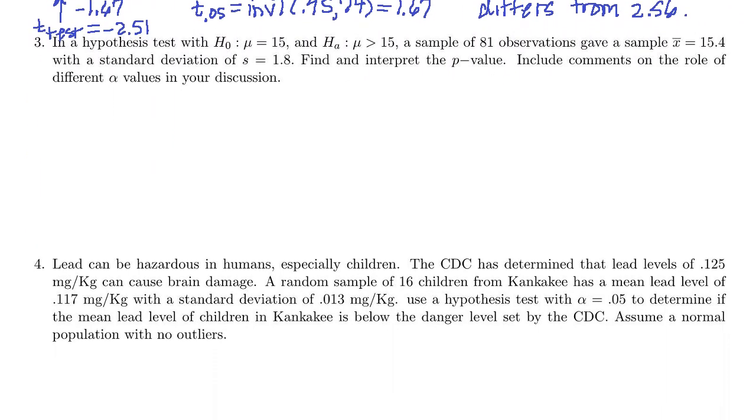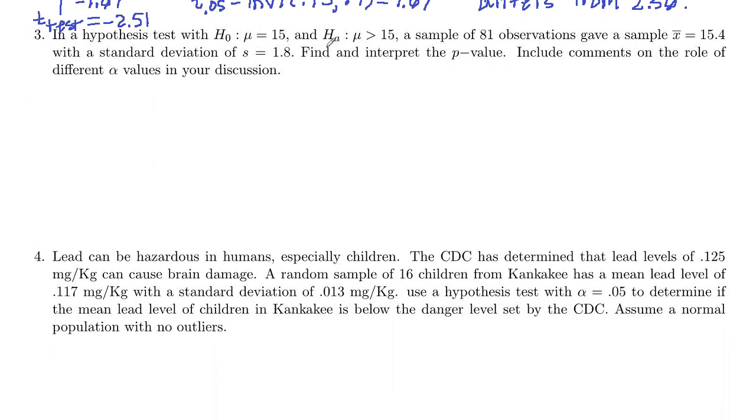Next up here, in a hypothesis test with mu equal 15 and alternative mu greater than 15, a sample of 81 observations. That's our sample size here, so n is equal to 81. Gave a sample mean of 15.4, so x bar is 15.4. With a standard deviation of 1.8, so s is 1.8. Find and interpret the p-value. Include comments on the role of different alpha values in your discussion.